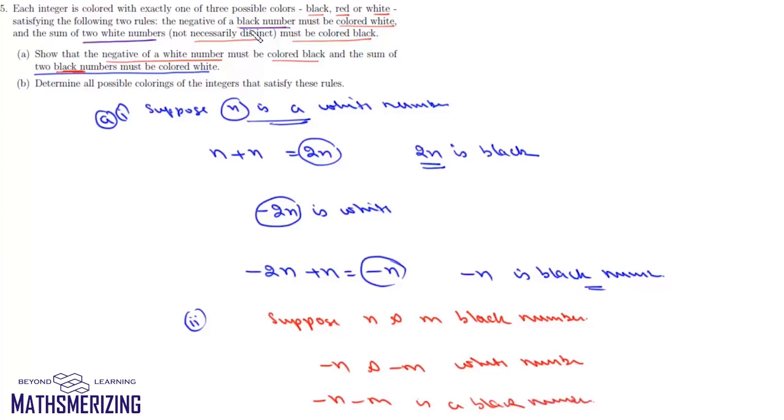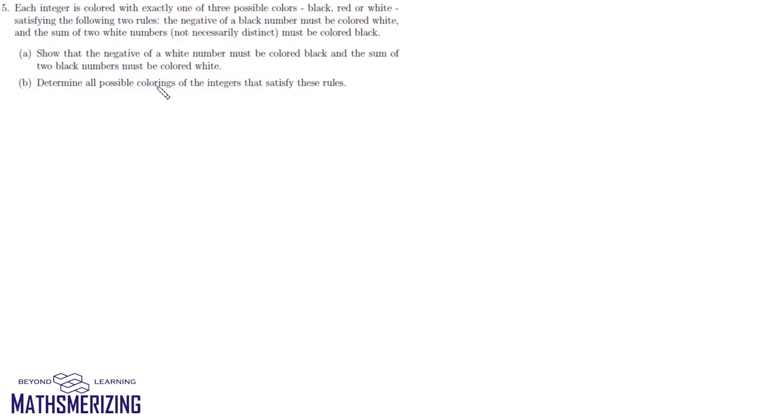Now in the question again it says negative of a black number must be a white number. So if minus n minus m is a black number, then we can say n plus m is a white number. So if n and m are black numbers, then n plus m is a white number, and that's our second part, which is sum of two black numbers must be colored white. Now we'll come to the second part, which says determine all possible colorings of the integers that satisfy these rules.